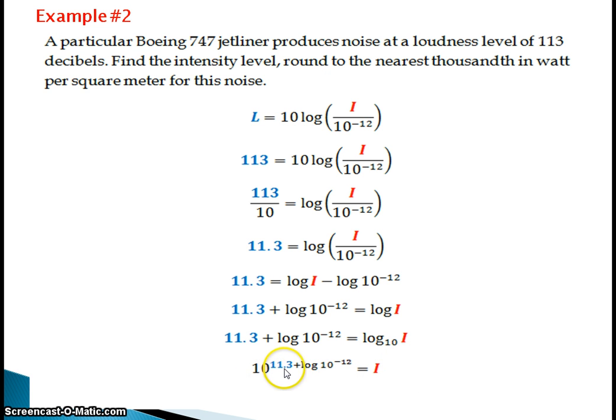I is 10 to the 11.3 power plus log 10 to the negative 12 power. You may have questions on how I solve for I there. If so, I want you to go back and look at the first or second slide of log properties, or bring that question to class. And we find out that I is 1.995 times 10 to the 12th power.